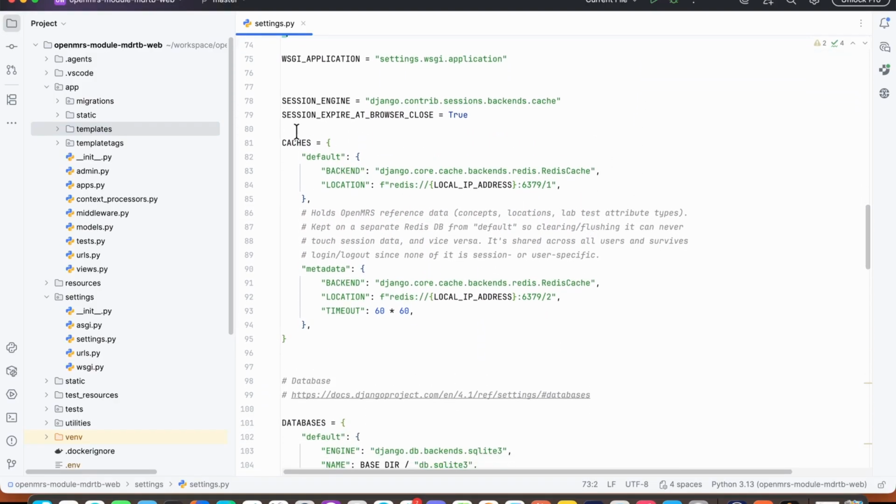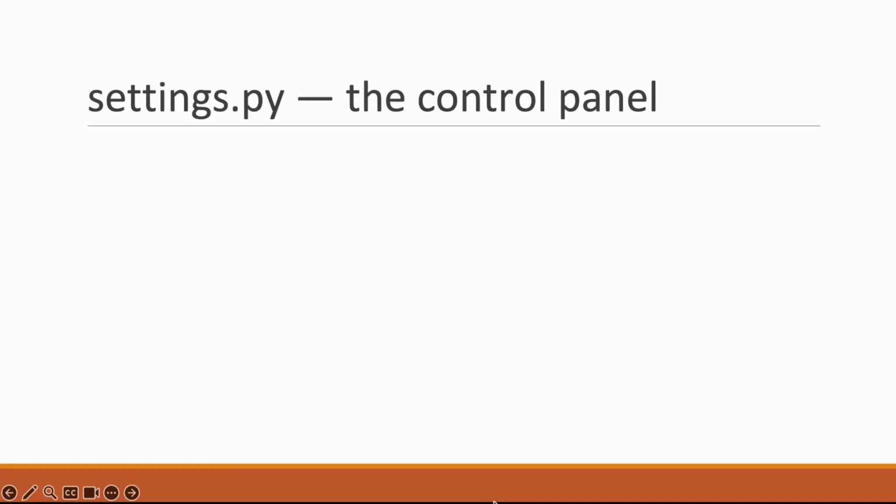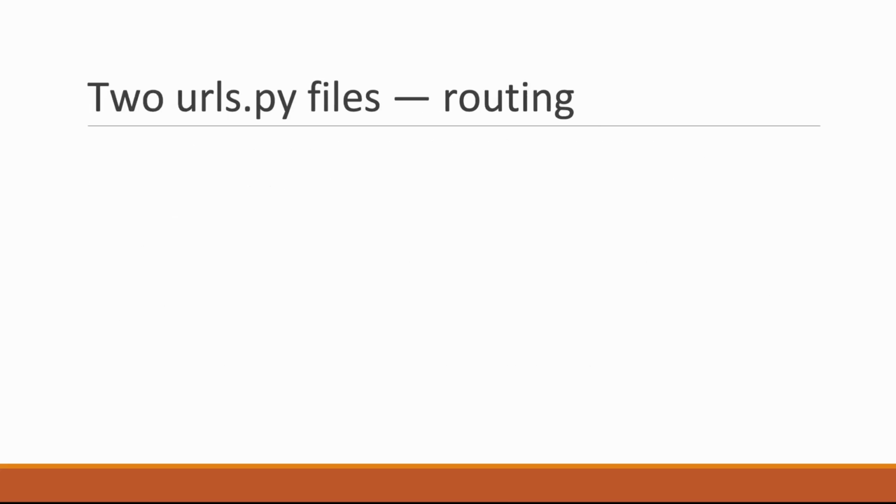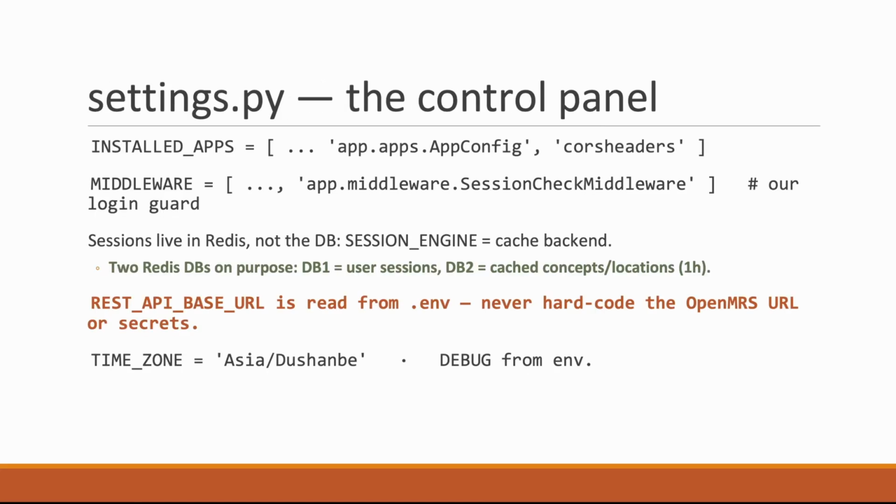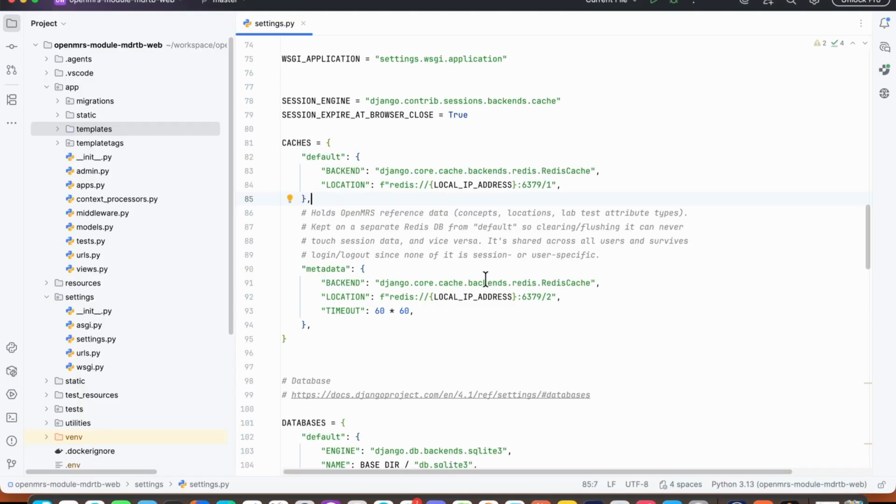WSGI, forget it. Cache, okay, this one is important. We are using Redis for caching, but there are two different databases. Yet again, an important point to note. I've explained the settings file. Why are these two different databases?